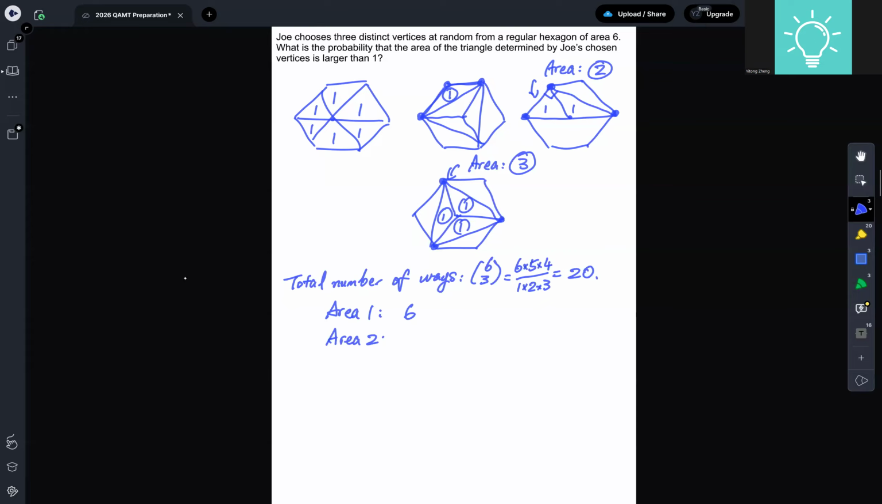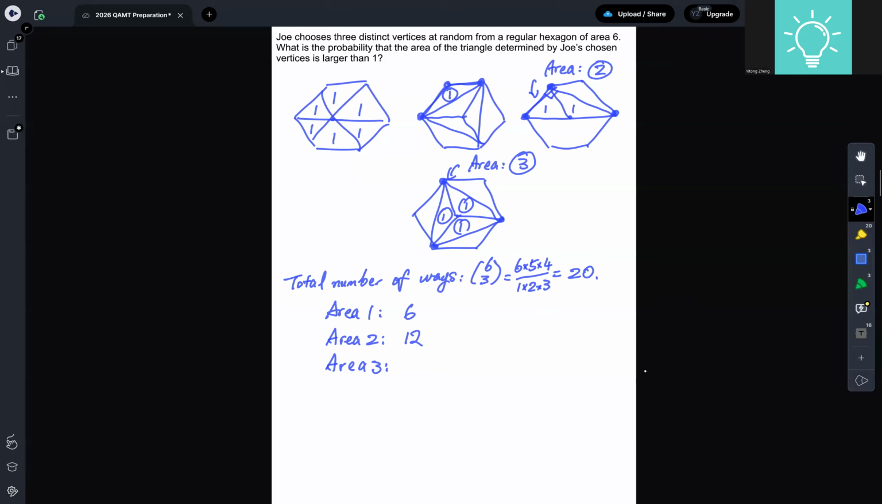And what happens if the area is 2? Of course, this can be rotated around the hexagon in 6 different ways. But instead of this, we can move that vertex here. Something like this is also going to have area 2. So that means there's 2 times 6. There's 12 different ways of getting something with area 2.